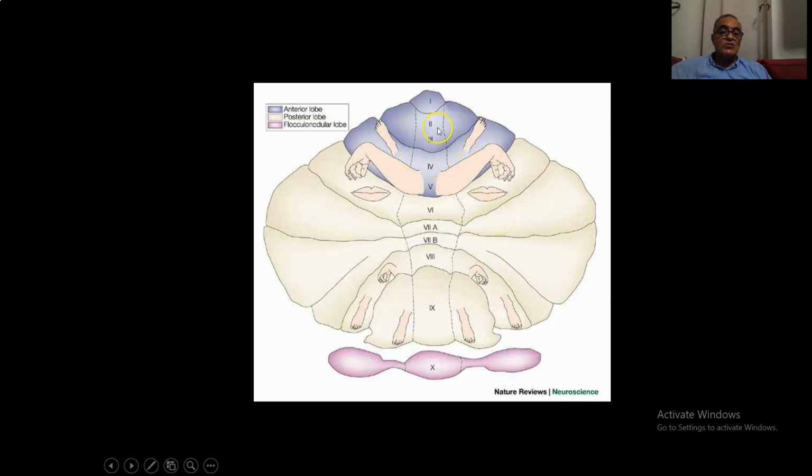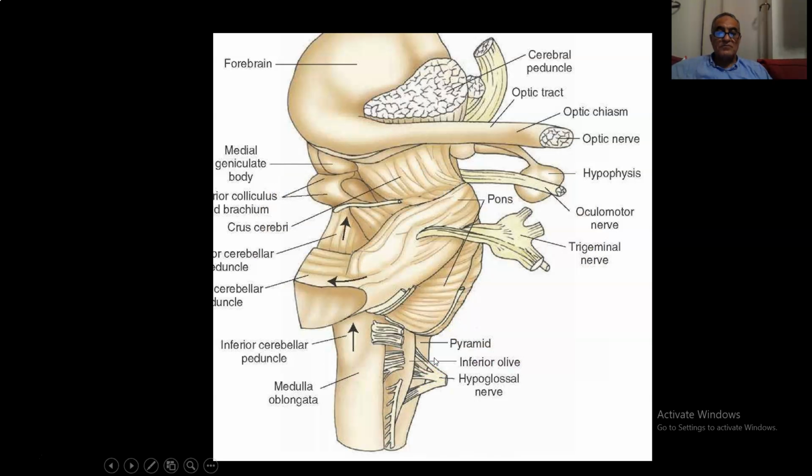And in each of the lobes you can see the distribution of the parts of the body, here for the lower limb tone, upper limb tone, and here for the smoothness of the movement, and this is the archicerebellum.